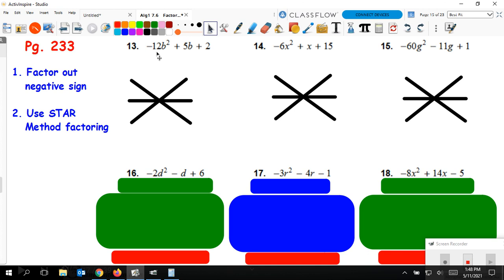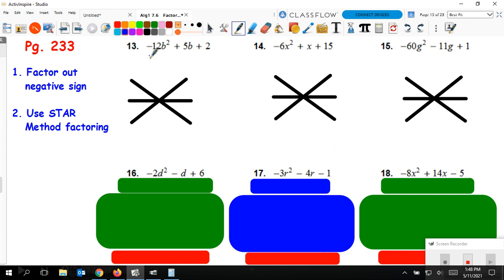So what you need to do instead is factor out, that's why I put number 1 here, factor out the negative sign. We're going to need to do that first, and then we can use the star method to factor what's left in that trinomial. So let's go ahead, I'll do the top 3, and then you're going to do 16 through 18 on your own.